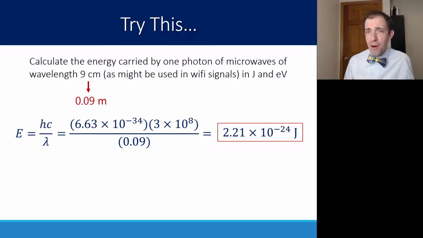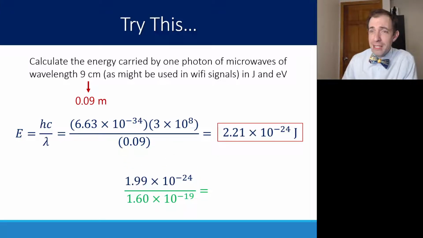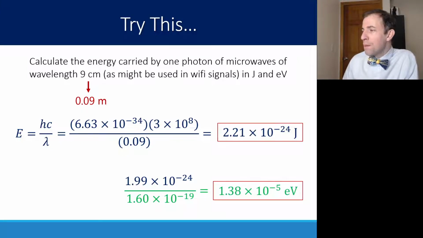That's a very small number of joules. So a more useful measurement might be in electron volts. To convert that to electron volts, I just need to divide it by 1.6 times 10 to the negative 19th. Doing that, I get 1.38 times 10 to the negative fifth electron volts. So again, all I'm doing here is I'm just trying to find the energy that corresponds to this kind of light, specifically at this wavelength. It'll be this many joules and this many electron volts.